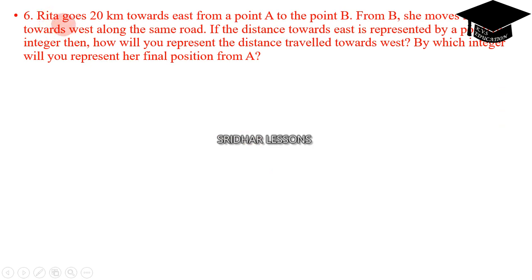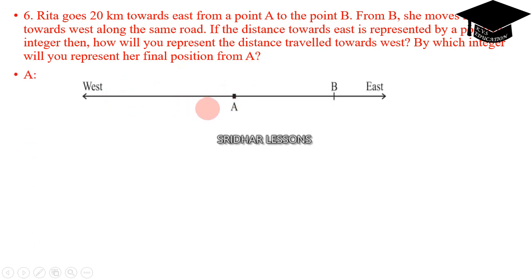Question number 6. Rita goes 20 kilometers towards east from a point A to point B. So from B, she moves 30 kilometers towards west along the same road. If the distance towards east is represented by a positive integer, then how will you represent the distance traveled towards west? And by which integer will you represent the final position of Rita from A? For example, this is the position she is about to start. This is east and this is west.